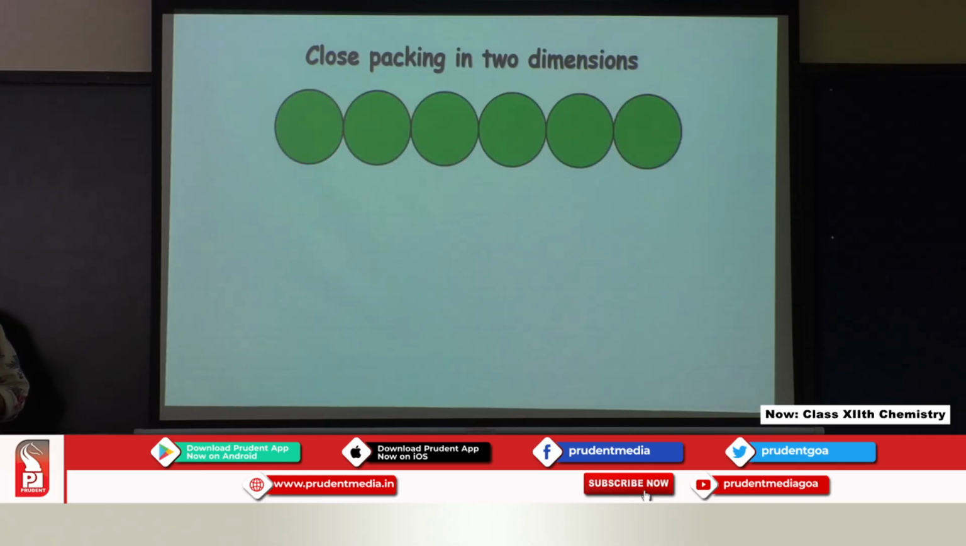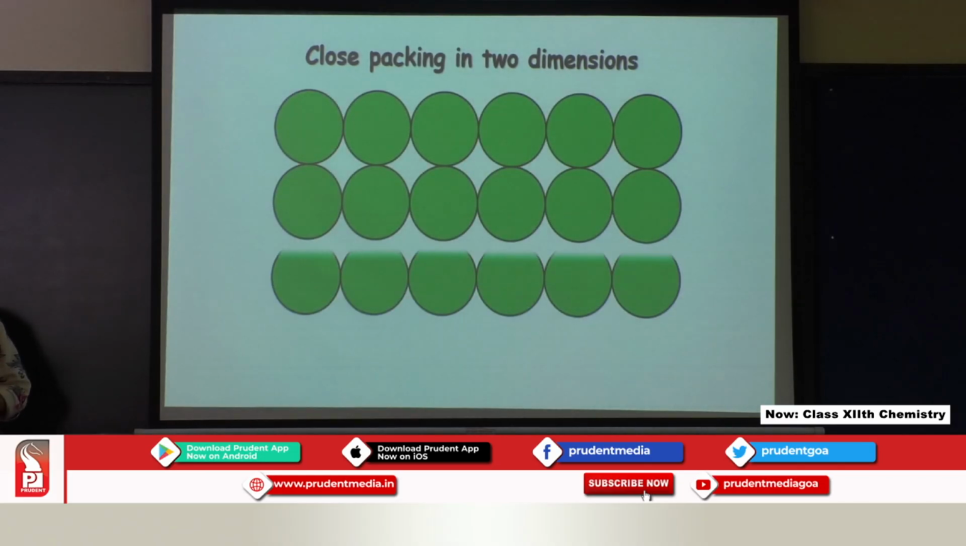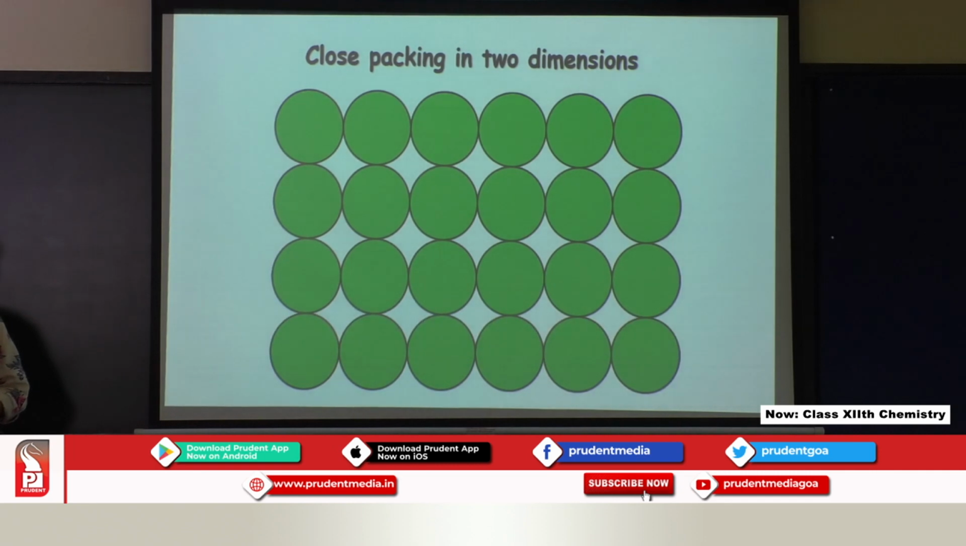Close packing in 2 dimensions. So, we now generate more layers. If we look at this type of packing, is it an efficient one? No. As we saw earlier in the example of the oranges, this type of packing is not efficient.